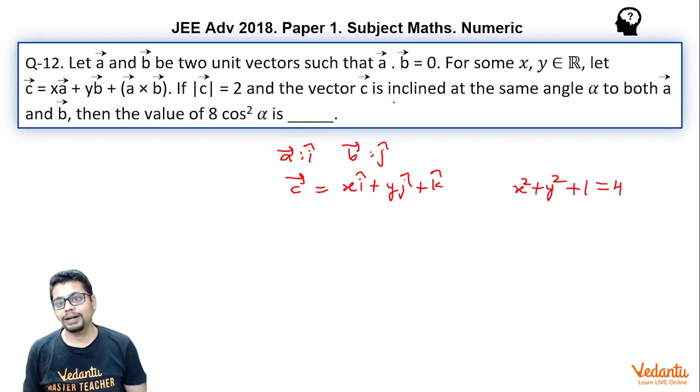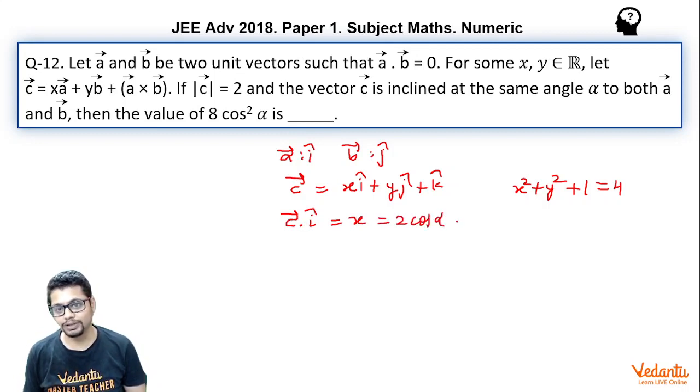Now C vector has angle alpha with A vector, that means with i cap. That means C vector dot i cap, which if you see carefully would be x only, would be equal to magnitude of C vector, which is 2, magnitude of i cap, which is 1, times cos alpha. So basically it becomes 2 cos alpha. Similarly, C vector dot j cap would be magnitude of C vector, which is 2, magnitude of j cap, which is 1, cos alpha, which again if you see carefully would be y.